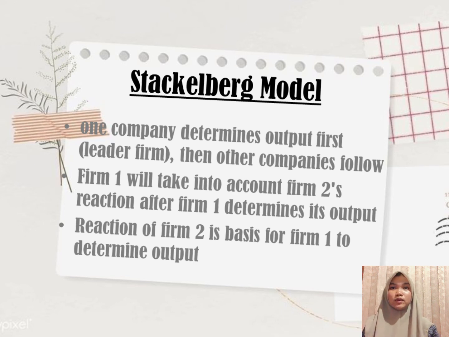In the Stackelberg model, one company determines output first, which is the leader firm, and then the other firms will follow to determine their output. Firm 1 will take into account Firm 2's reaction after Firm 1 determines its output. And the reaction of Firm 2 is the basis for Firm 1 to determine its output.